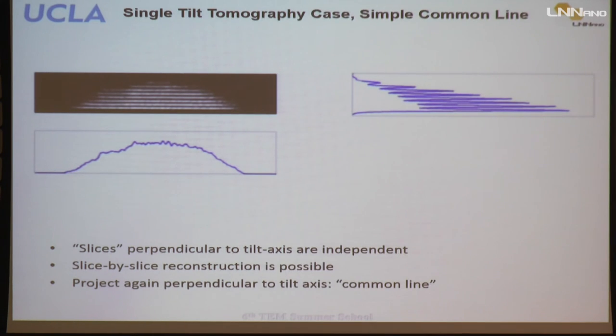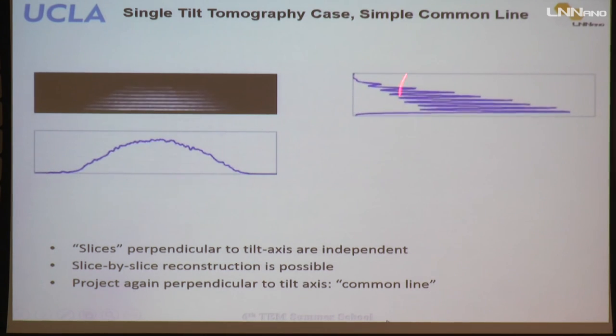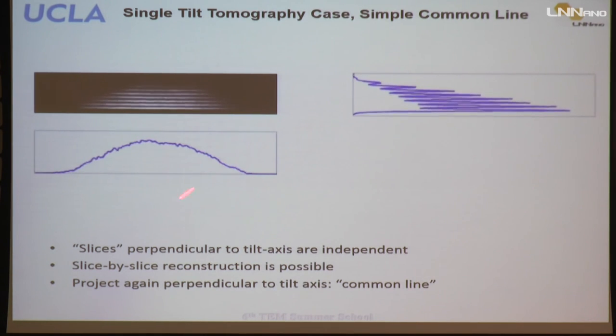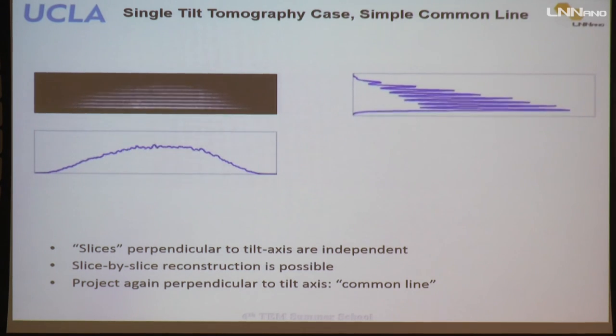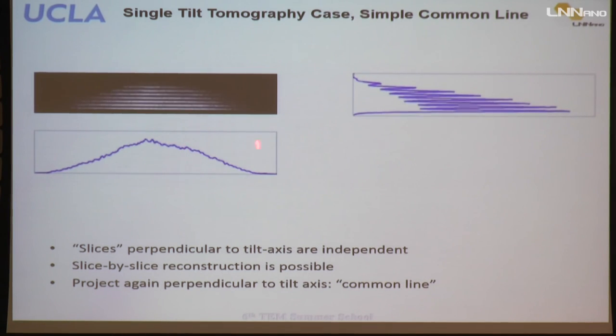Another method is the common line method. So this one is a tungsten tip, the tip of a BCC tungsten wire. And this is also rotating around. This is the projection of this one along this direction, and this is the projection along this direction. During the tilt series, you can notice that in this one the shape changes a lot, a lot of variation.